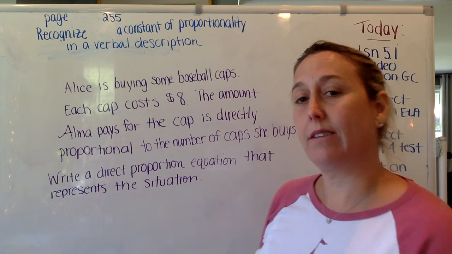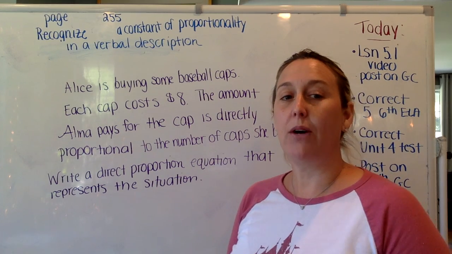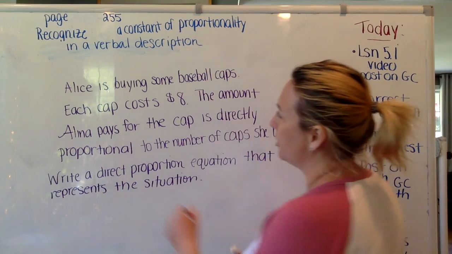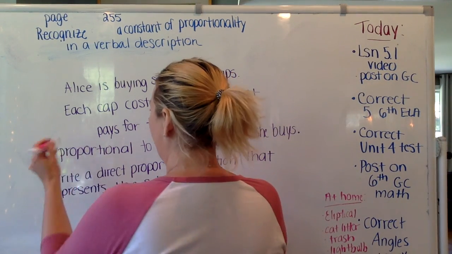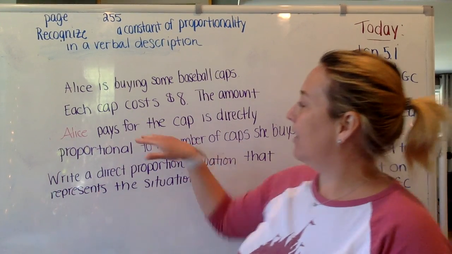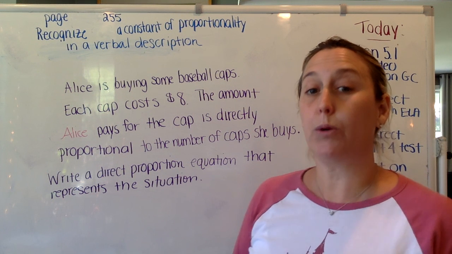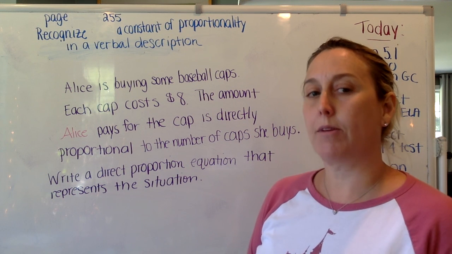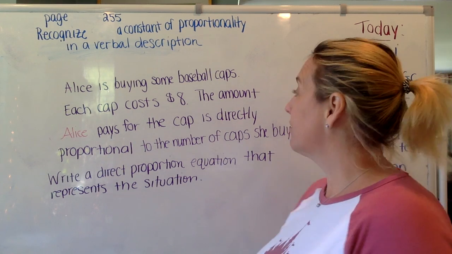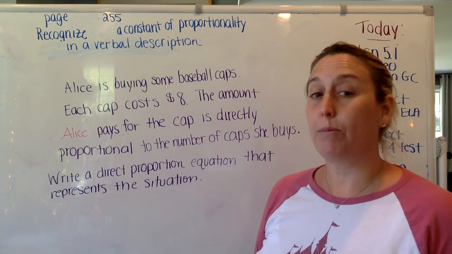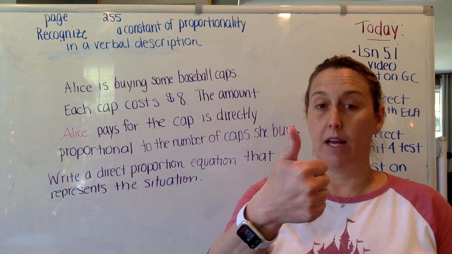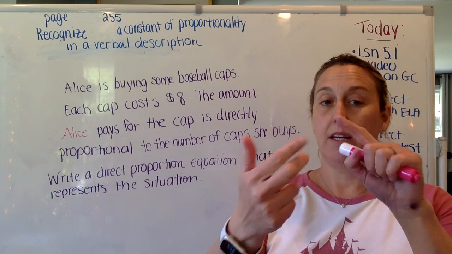Each cap costs $8. The amount Alice pays for the cap is directly proportional to the number of caps that she buys. Write a direct proportion equation that represents the situation. I'm going to have you pause and see if you can identify the constant and what you think would be the X and the Y. The problem did say Alina, but I like Alice better.